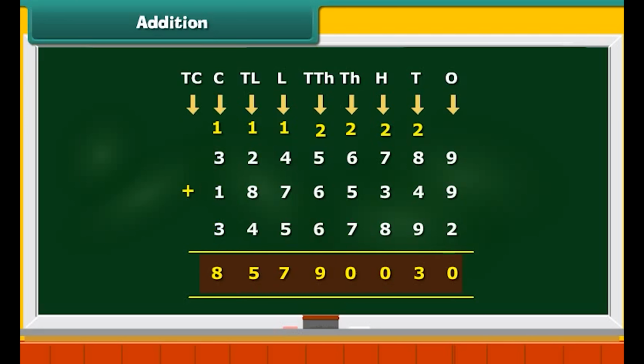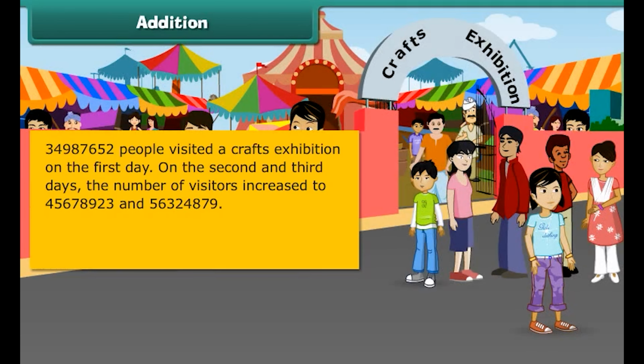The sum is 85790030. Let us now look at a word problem of addition. 34987652 people visited a crafts exhibition on the first day. On the second and third days, the number of visitors increased to 45678923 and 56324879. How many people visited the exhibition in all?